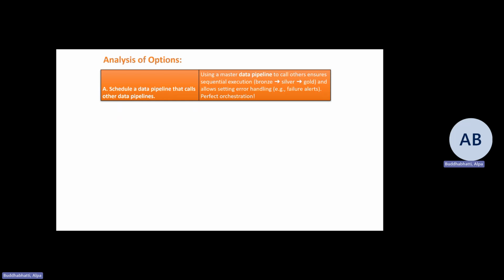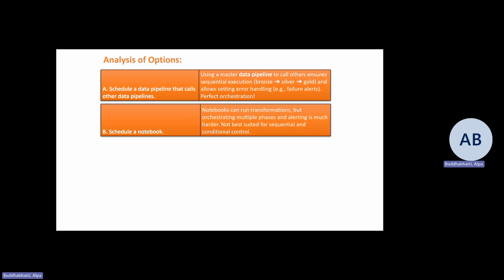The first option is to schedule a data pipeline that calls the other data pipelines. That might be a correct answer because you can schedule a main pipeline, and then the main pipeline or core pipeline can call the child pipelines for further steps like loading into different layers sequentially, setting up the alerts, and those kinds of things.